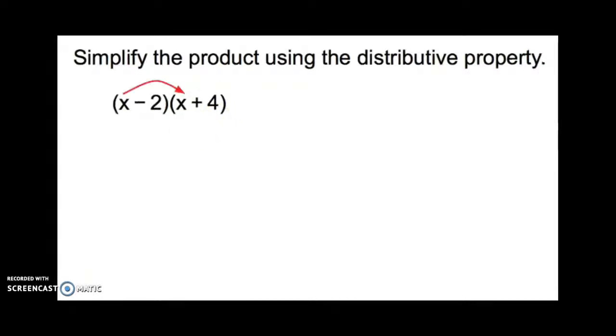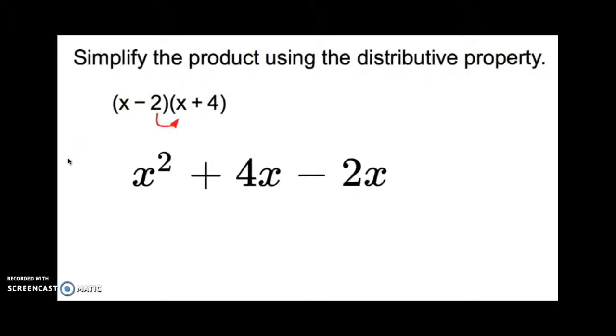So multiplying x times x first, I get x squared. X times 4 is going to be 4x. Now we multiply the negative 2 into everything. Negative 2 times x is negative 2x, and negative 2 times 4 is negative 8.